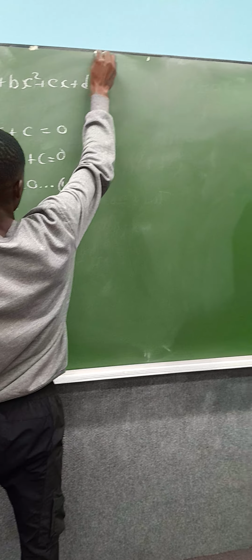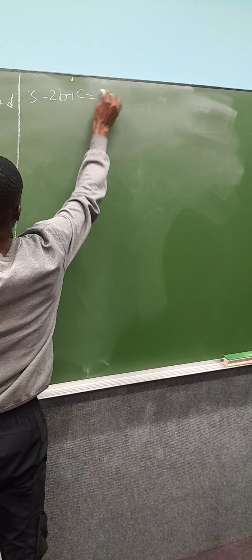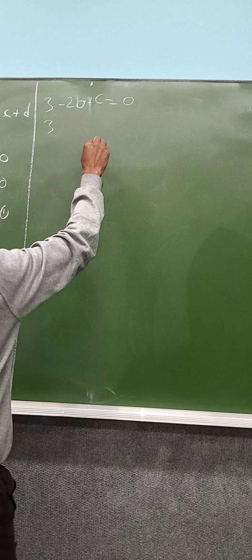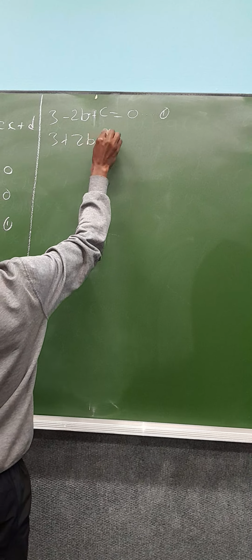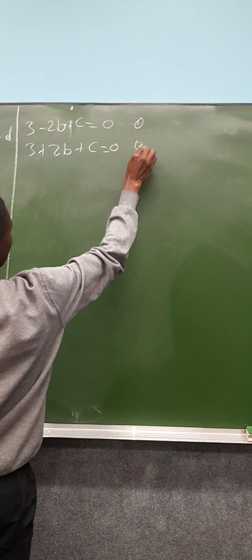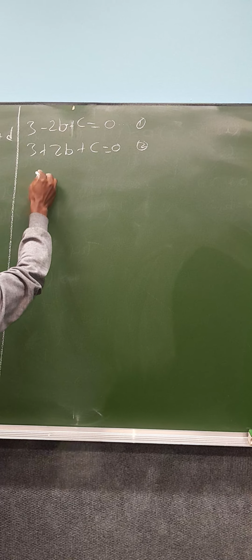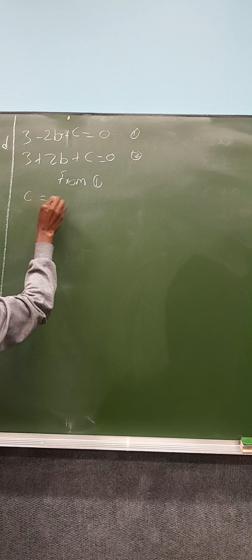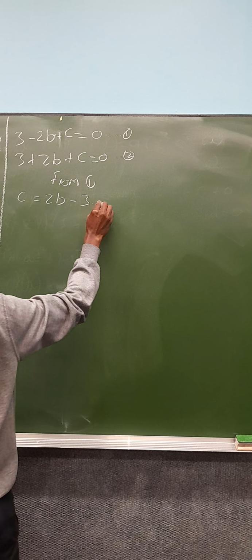So now we are going to use the simultaneous equations. I have the first equation, which is 3 minus 2b plus c equals 0, and then the second equation. So I have 3 minus 2b plus c, this is equation 1 that I found here, and then I have 3 plus 2b plus c equals 0, this is equation 2. Now I'm going to generate my third equation. I'm going to work from equation 1, making c the subject of the formula. So I'm going to have c equals 2b minus 3. So this is now my equation 3.